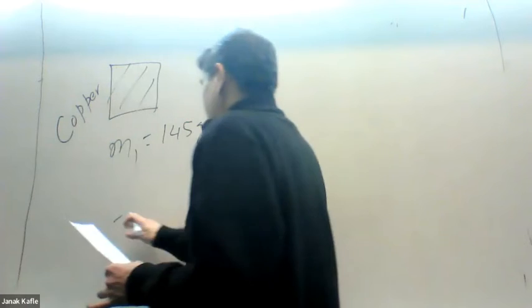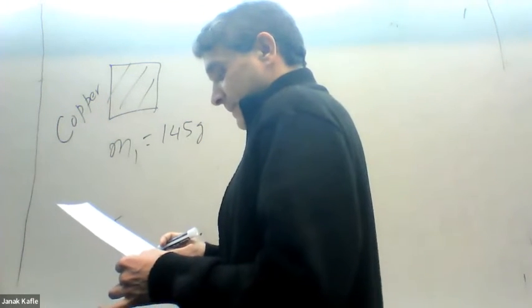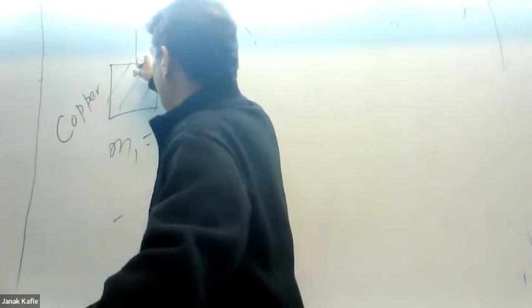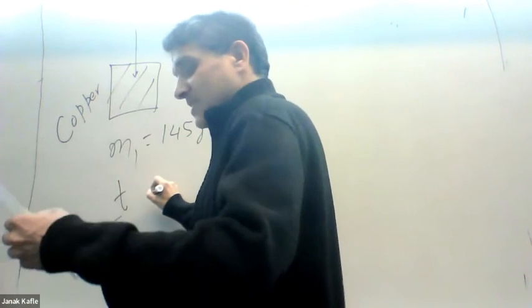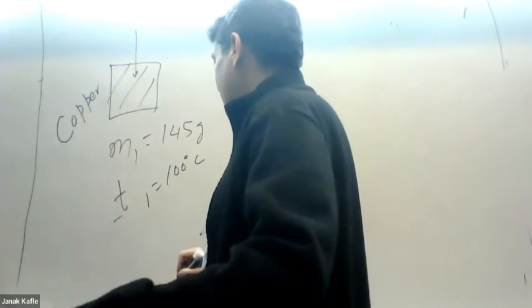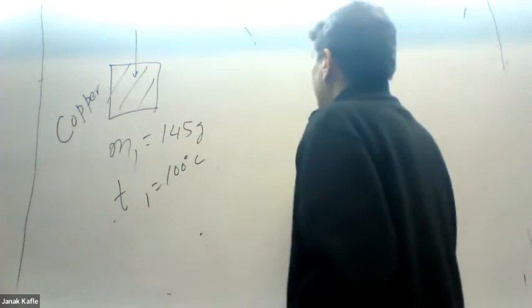So let's look here. This is a copper piece, and let's write the mass of this guy as M1, which is 145 gram. This is copper, and the mass is 145 gram. And I measure the temperature of this guy by putting the thermometer here, the T1. The temperature of this guy is 100 degrees centigrade, right? 100 degrees centigrade.